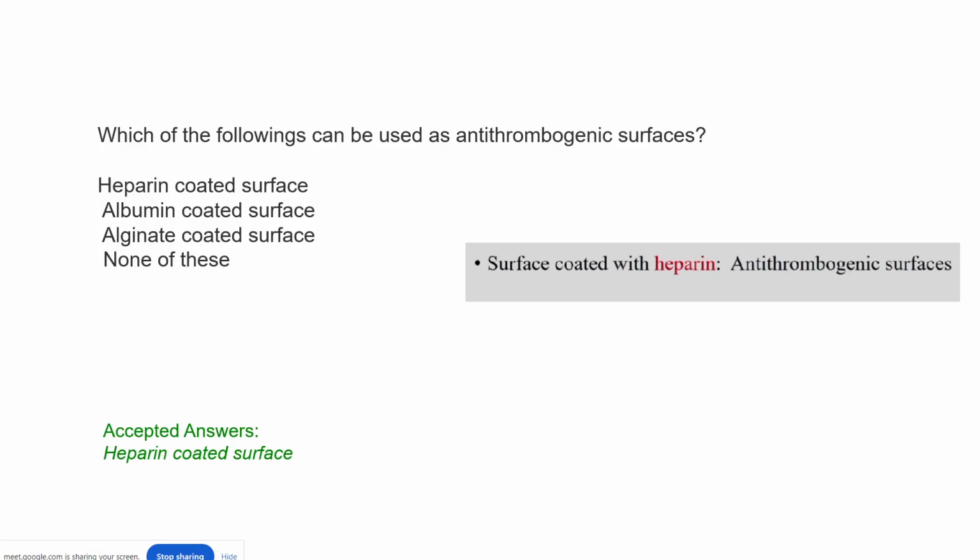And this was the next question. Which of the following can be used as antithrombogenic surfaces? Here heparin would be the correct answer. So when we coat the surface with heparin, it acts as an antithrombogenic surface.